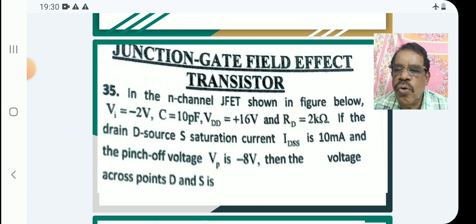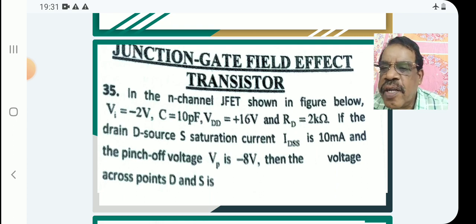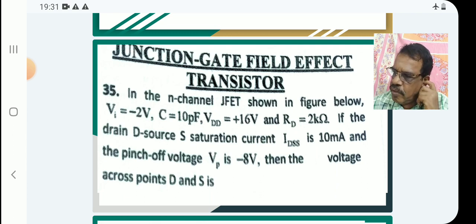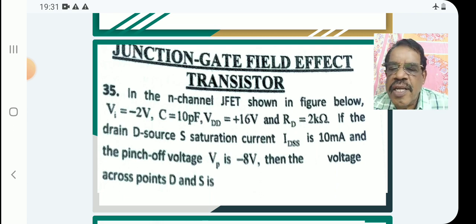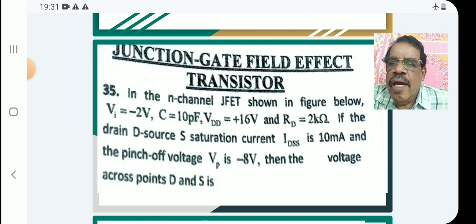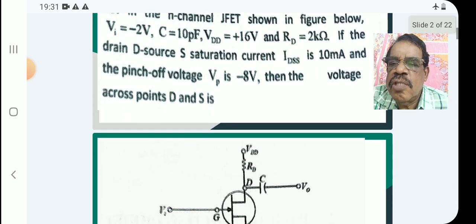VDS is what? You know, in a junction transistor there are VGS, VDS, pinch off voltage, etc. IDSS, ID, IDS, or ID simply, these drain source saturation current, etc., we have studied. And using those quantities, here we do this problem.